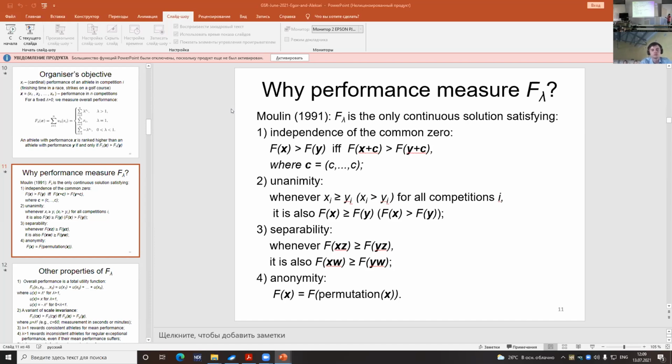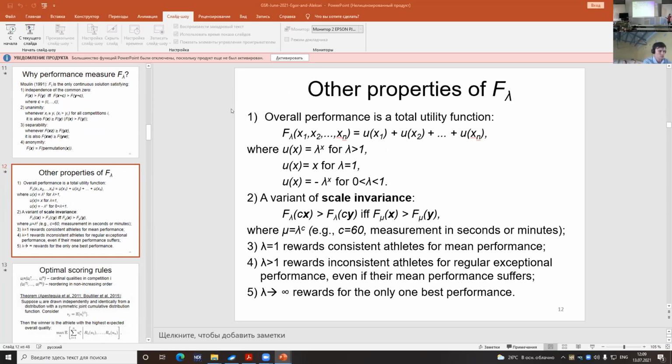Separability looks rather complicated, but in the spirit of sports, it means that after each number of individual competitions during the season, we can calculate preliminary standings of these competitors, and it is purely true information. I will not stop on this, but it is also desirable for sporting events. And anonymity is a rather demanding property, which means that every individual competition has the same power in the full season. And as a result, we get some other desirable properties for sporting events.